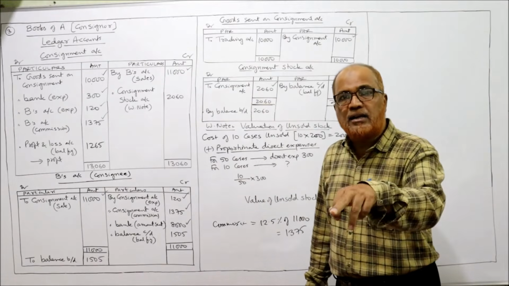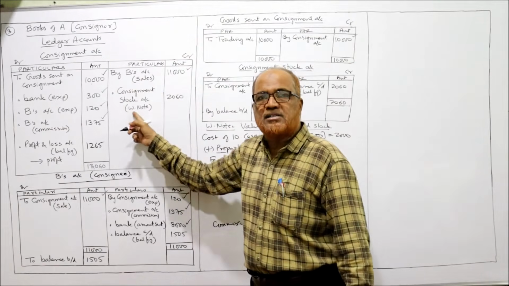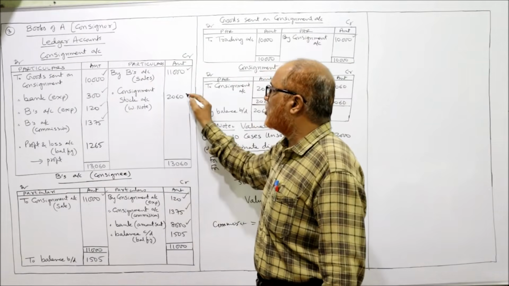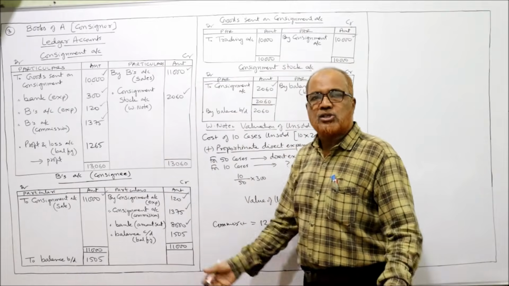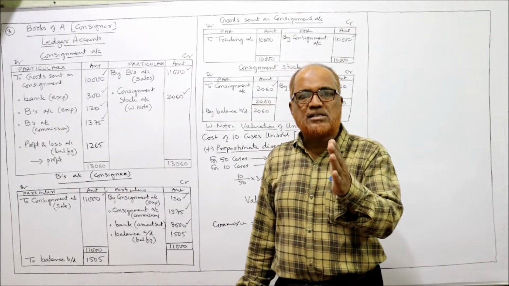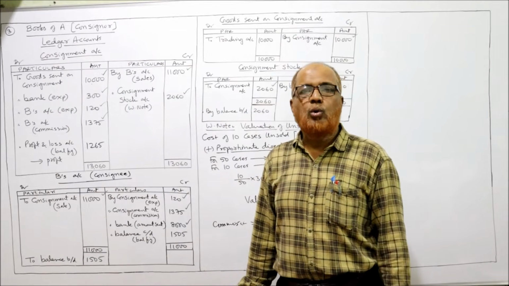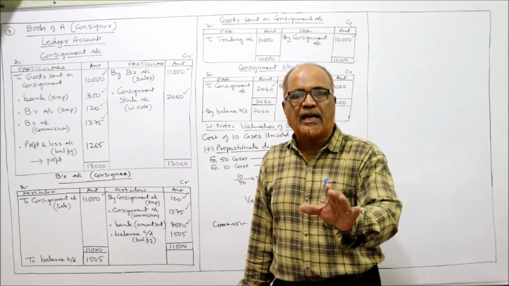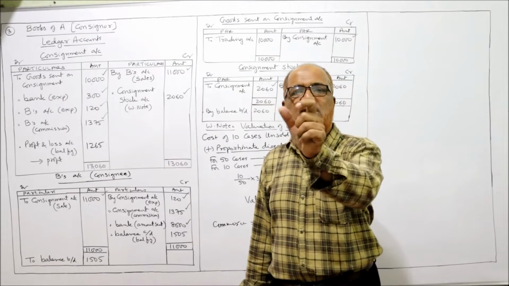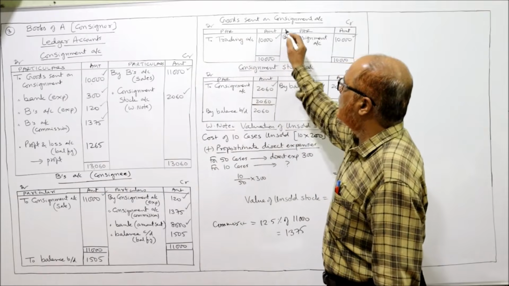And consignment account should be credited. This is consignment account, credit side, by consignment stock 2060. That's all. Last entry: the goods sent on consignment should always be transferred to trading account. So the entry will be goods sent on consignment account debit to trading account.